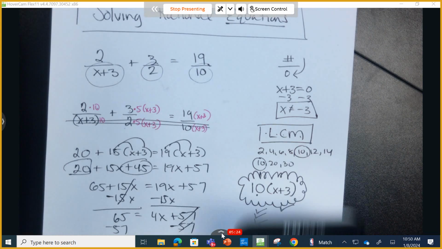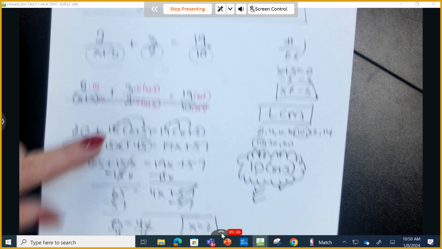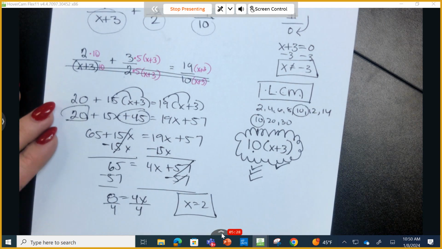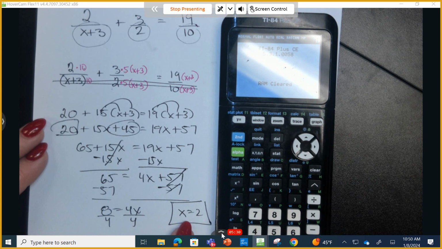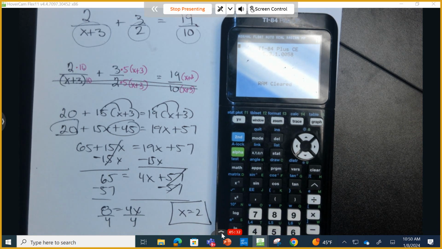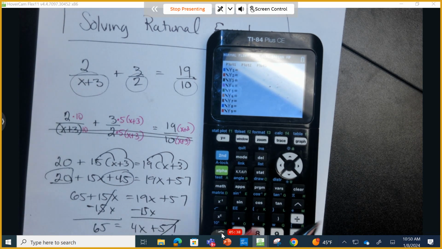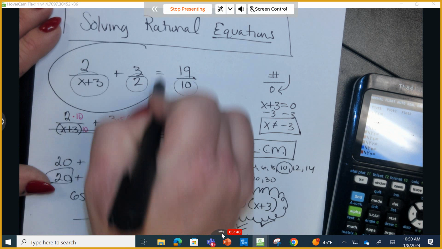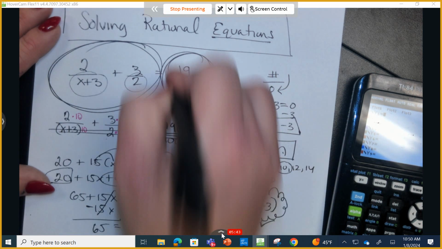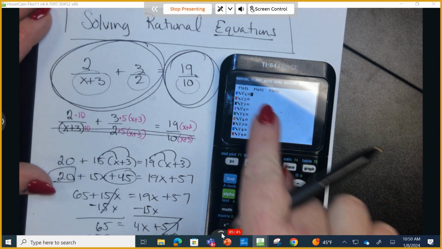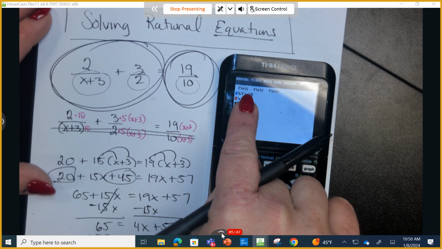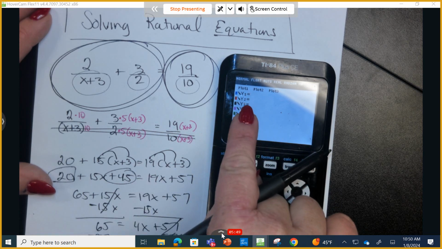Now, the standard says that I have to grade you based on your algebra, but we're going to show how we can use technology to ensure this is the correct answer and that we eliminate any type of extraneous solution. So I'm going to come back up here. Y equals. Notice that there's a left side and a right side to this problem. This is the left side. This is the right side. The left side, I'm going to enter into Y sub 1. The right side, I'll enter into Y sub 2.